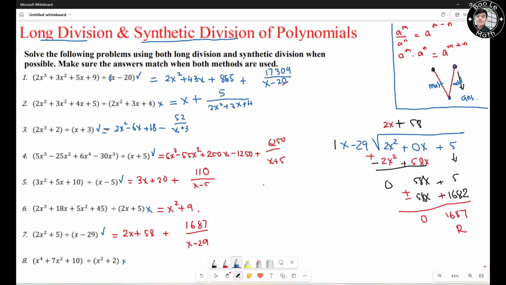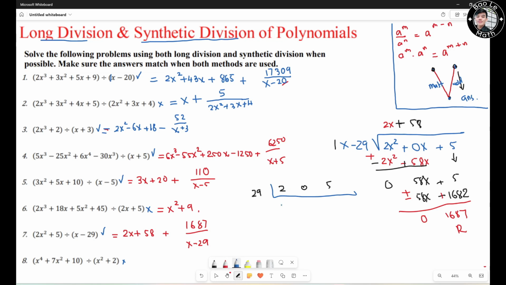Now go ahead and do the synthetic division. So it's going to be, the highest power is going to be s squared. Alright, so the coefficient is going to be 2. The next one is going to be 0. The next one should be 5. Alright, this is negative 29. Turns out to be 29.